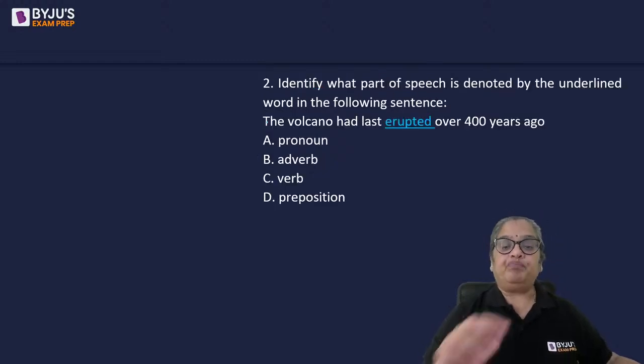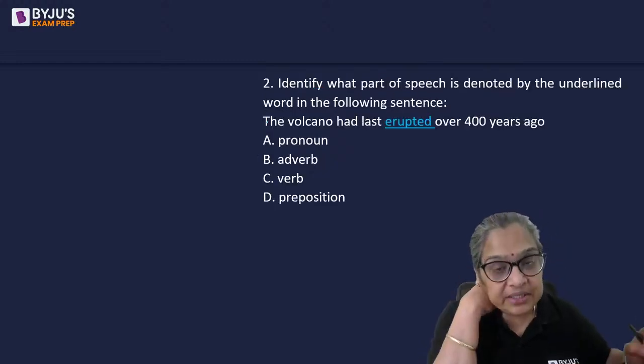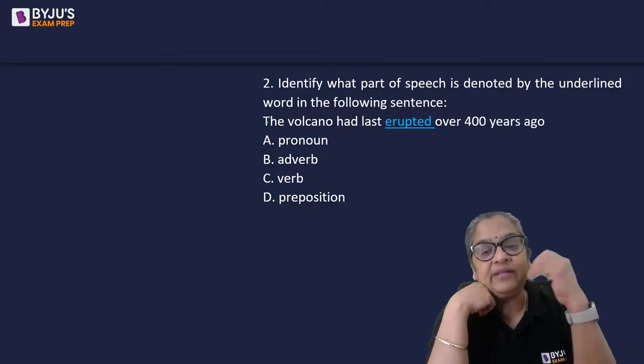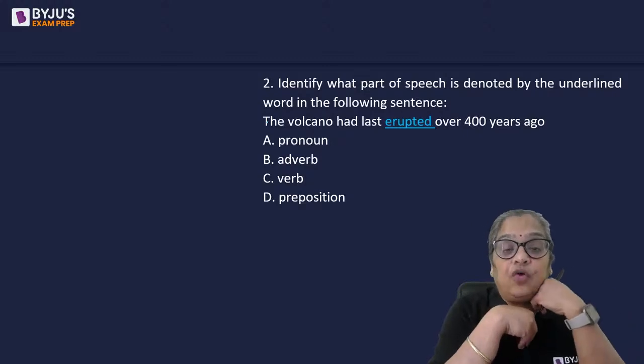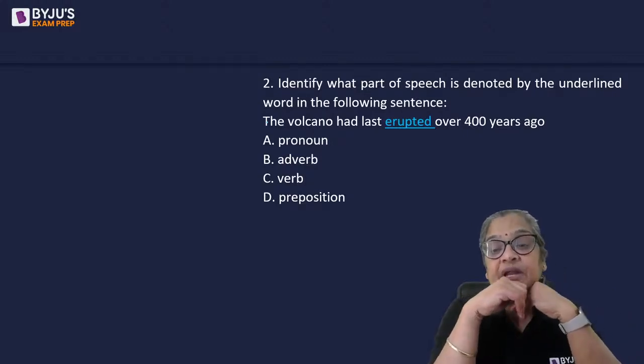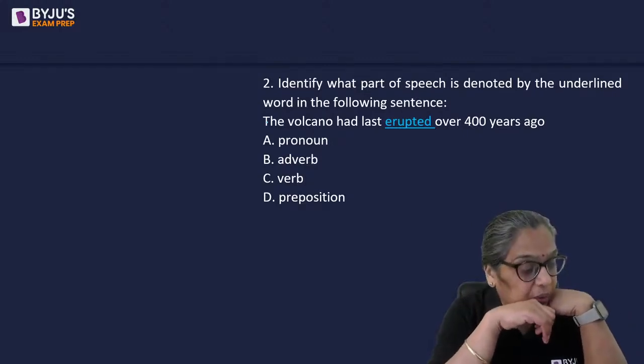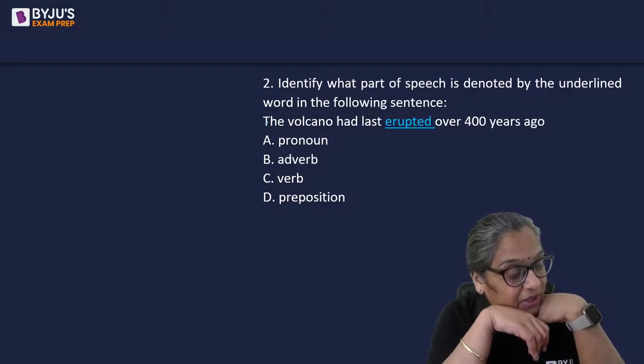Very good. Next one. Identify the part of speech that is denoted by the underlined word. The volcano had last erupted over 400 years ago. Please give me the question number. All right. Very good.